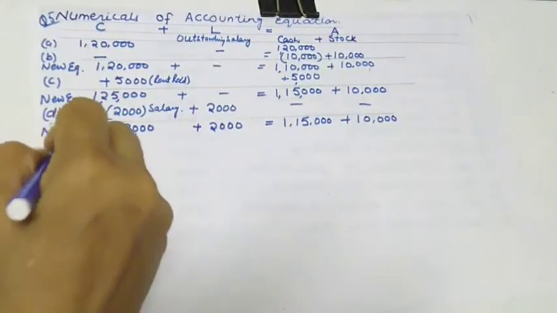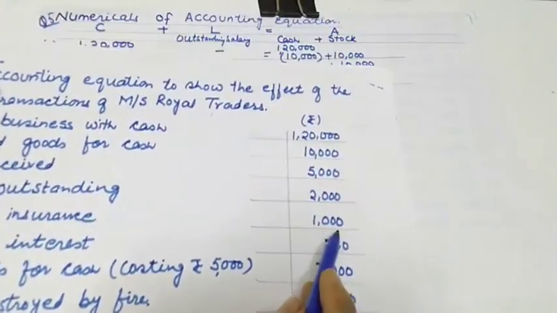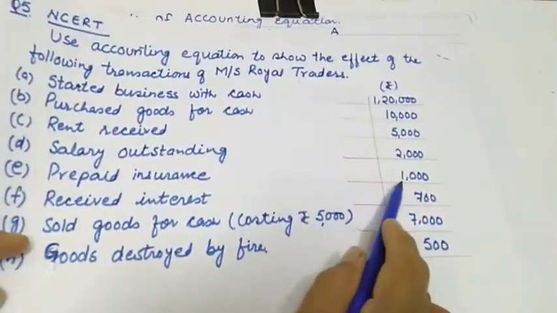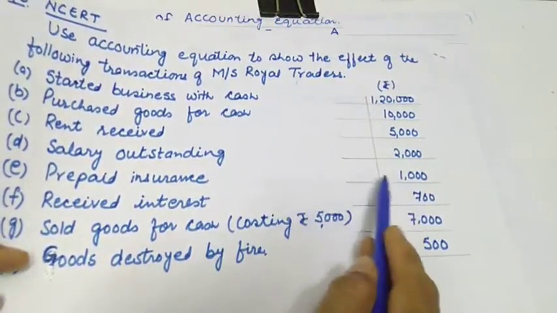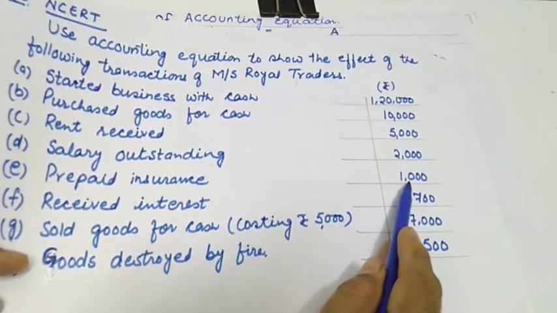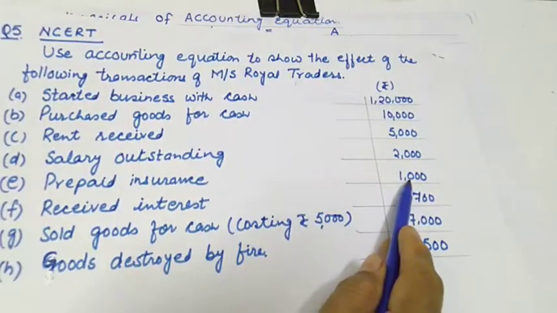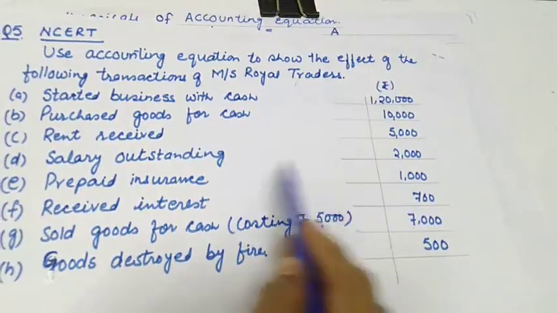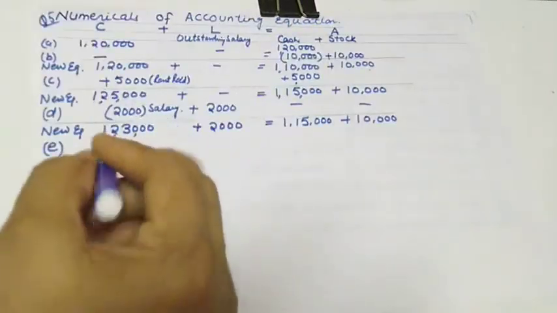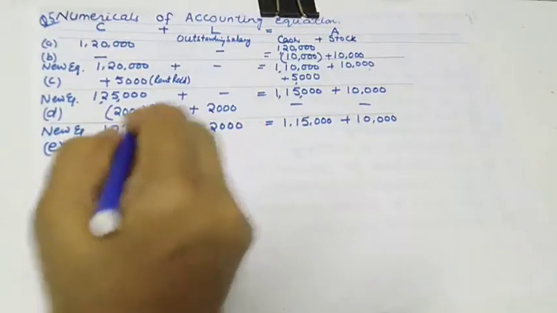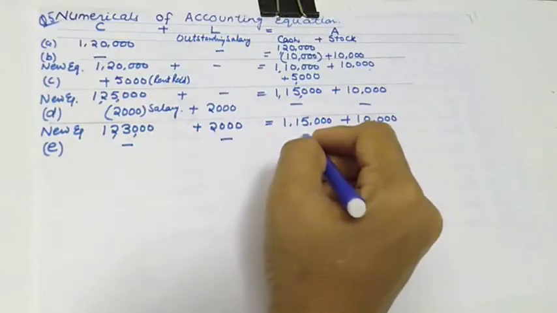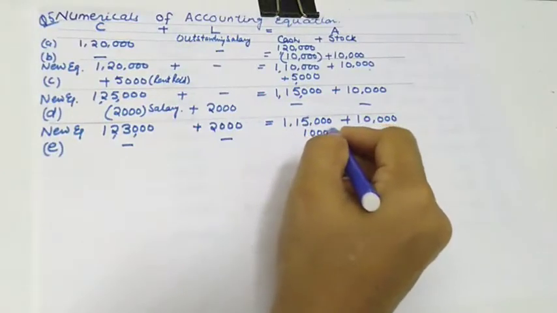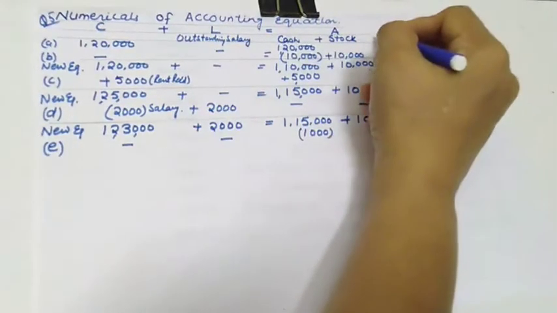Now the next transaction is prepaid insurance. You understand the meaning of prepaid? Prepaid insurance means this is an insurance for the next period. So you cannot treat this as your expense because you have made the payment but the benefit has not been received. So it is not to be treated from the capital because this is not an expense, this is not your liability, but because you are paying, 1,000 will be deducted from the cash and a new item will appear.